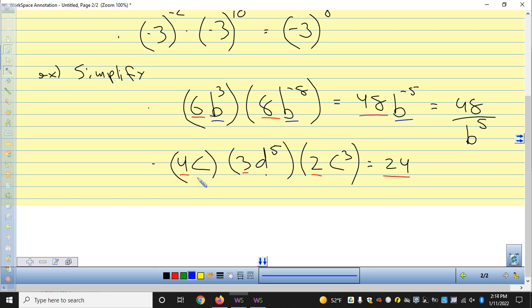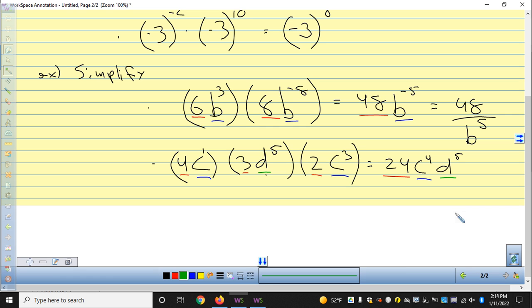I have a c and a c to the 3rd. Well, what's the exponent on this c if it's just by itself? That's to the first power. So I can think of this as c to the first power. So I want to multiply those two. That's the same base, c. Well, I get c to the 1 plus 3, so that's c to the 4th. I don't have anything else to combine with this d, so I just leave it written as d to the 5th. And I'm done.